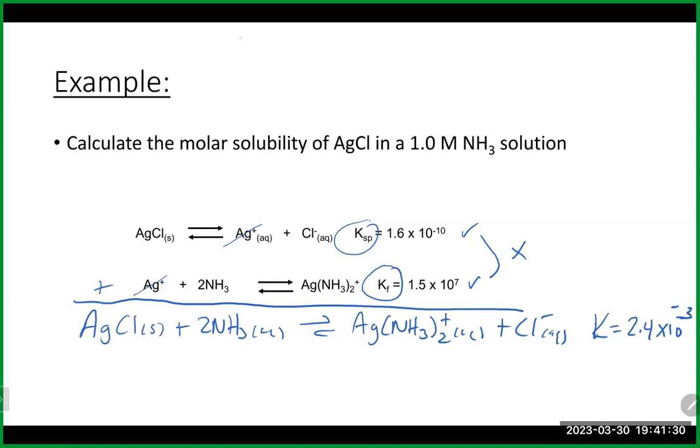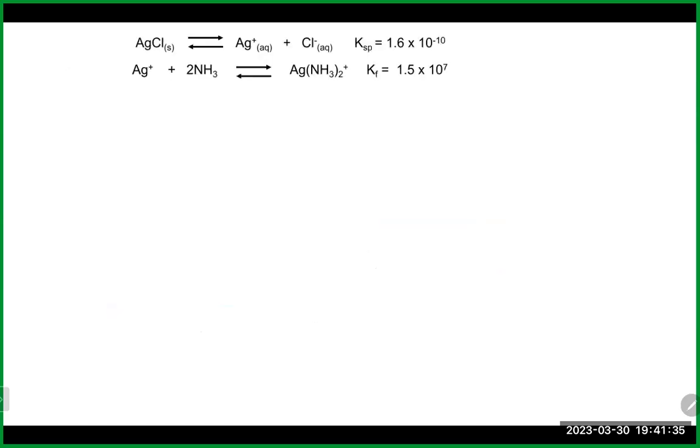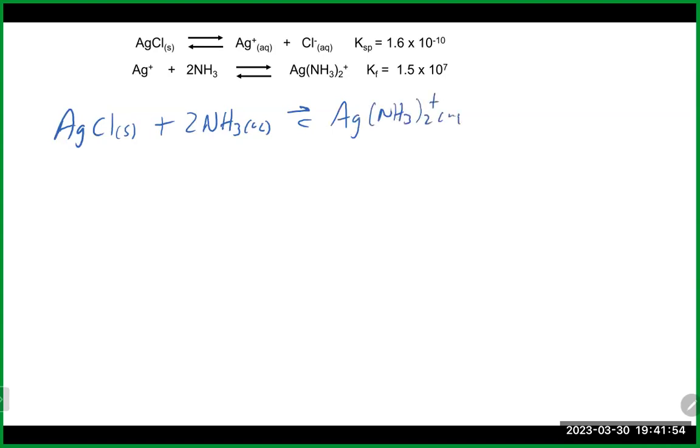So I'm going to rewrite this here. A couple of ammonias. I got it right there. Perfect. So we got silver chloride plus our couple of ammonias, giving us our complex ion and our chloride. And again, our K value there being 2.4 times 10 to the minus 3.